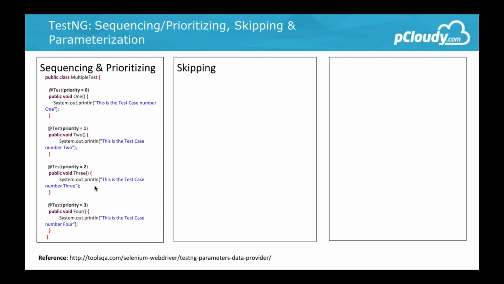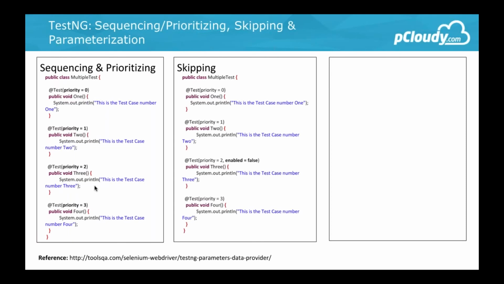Suppose you want to skip some of the test cases, maybe because for some time it's not necessary, but you don't want to delete that part of code. So we can say there's priority 0, priority 1, and priority 2, but this is enabled equal to false. So test case number 3 will not be executed, even if it has a priority of 2, which is greater than priority 1, but still 1, 2, and 4 will be executed, and 3 will be skipped.